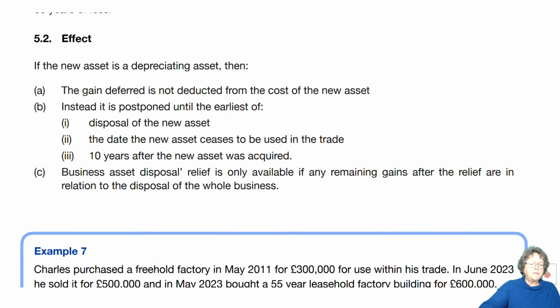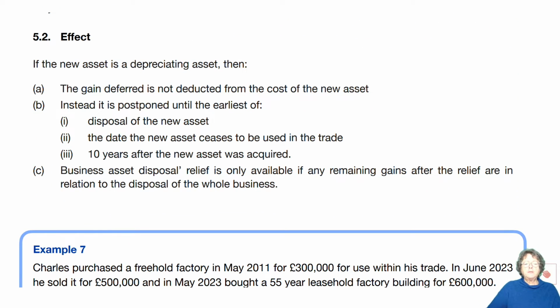Now, instead of deferring, you postpone. It's slightly different. So if the new asset is a depreciating asset, then the gain deferred is not deducted from the cost of the new asset. So there is no base cost. Same principles apply as with rollover relief. It is instead postponed until the earlier of these three things. And I have seen questions where you have to write out that rule. Okay, that is the rule, and you may have to write it out.